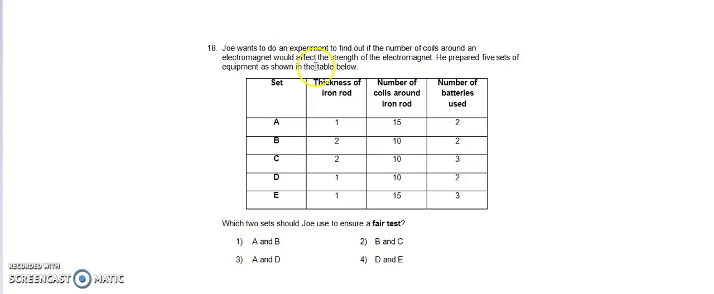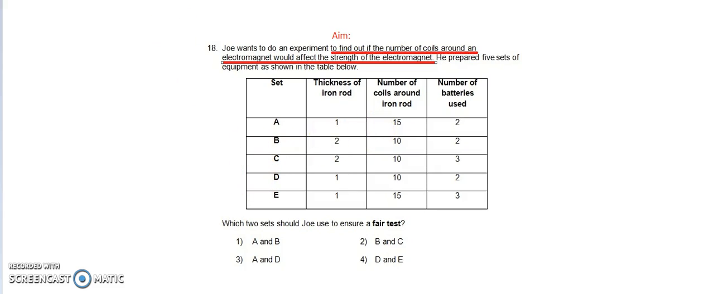Now, firstly, we need to identify this part here as the aim of the experiment. Okay, so the aim is to find out if the number of iron coils around an electromagnet would affect the strength of the electromagnet itself. Okay, so that is the aim of the experiment.